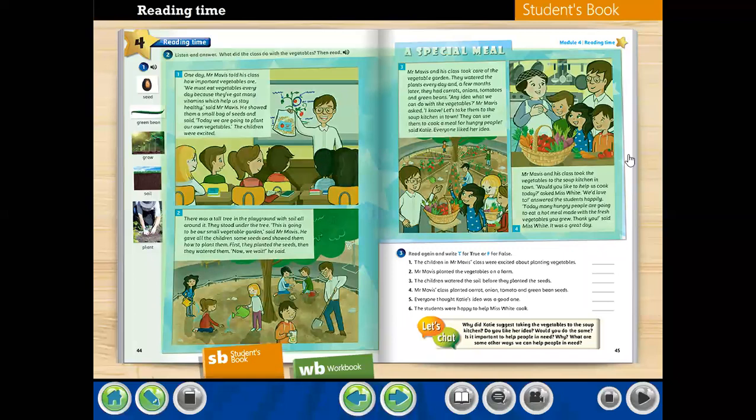Look at the pictures, please. Look at this picture. What do you think is about this story? Think. What do you think they are talking about? Raise your hand, please. Tell me, in your opinion, what is this story about? Daniel, please, can you tell me?